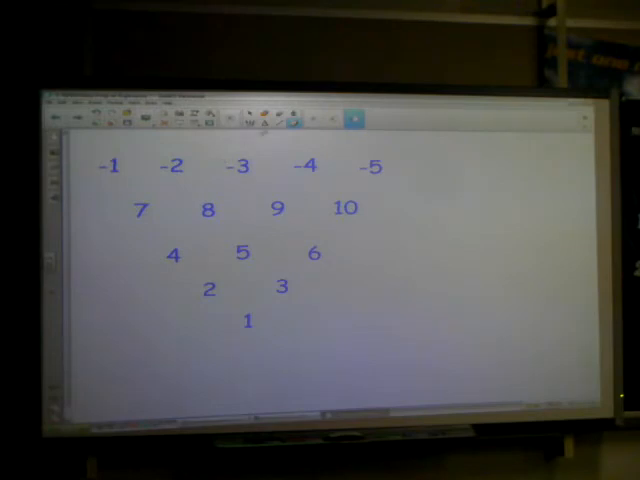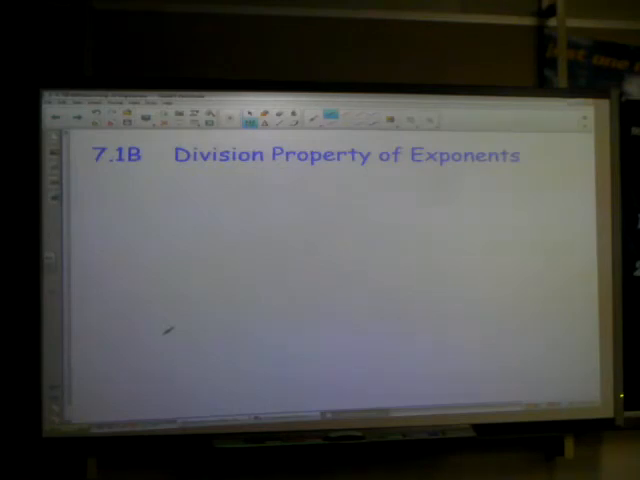Alright. If you would please grab your notes, and we're going to start in on 7.1b. You can either start a fresh page as always, or you can draw a line, pick up where you left off yesterday, your choice. We'll eventually add this information to your green booklet, but not today.